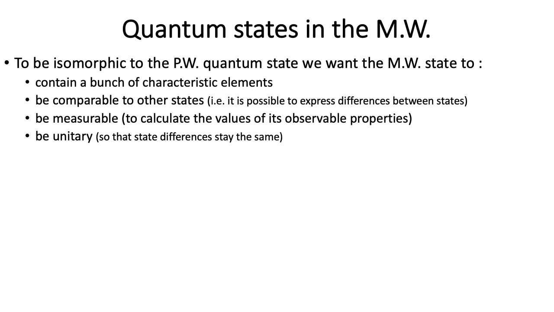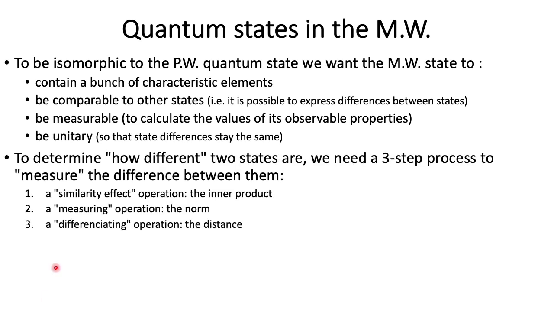We also want the states to be measurable and comparable to other states so that it's possible to express differences, and we'll see why it's important, in particular to solve some of the quantum physics mysteries. And finally, we want them to be unitary, and we'll also use that in another mystery resolution. Now, the first two properties here are easy to fulfill. Vectors contain a bunch of characteristic elements, and you can add them and multiply them by numbers. So that's easy to do.